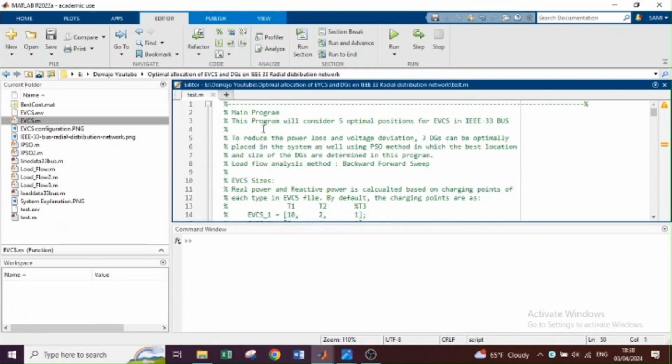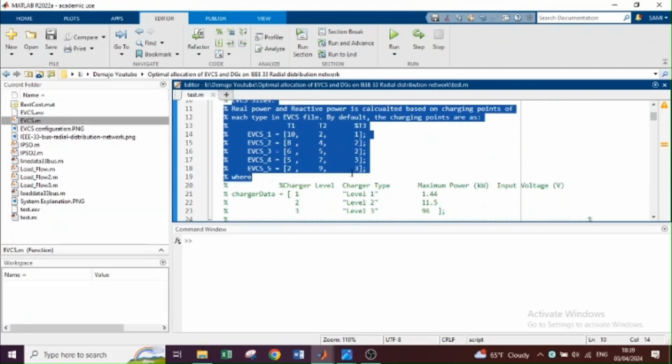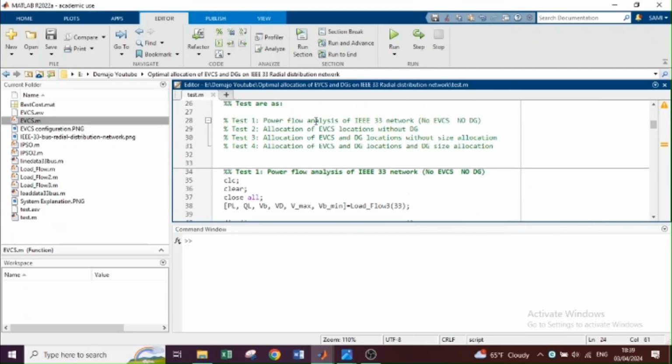All right, so we're going to have 5 EV charging stations and 3 DGs in our case study distribution network, which is the IEEE 33 bus. For the DGs, we're going to consider the location and size. The load flow analysis will be backward forward sweep, and this is the configuration and information of the EV charging stations as we explained earlier. So we have 4 tests in this project.